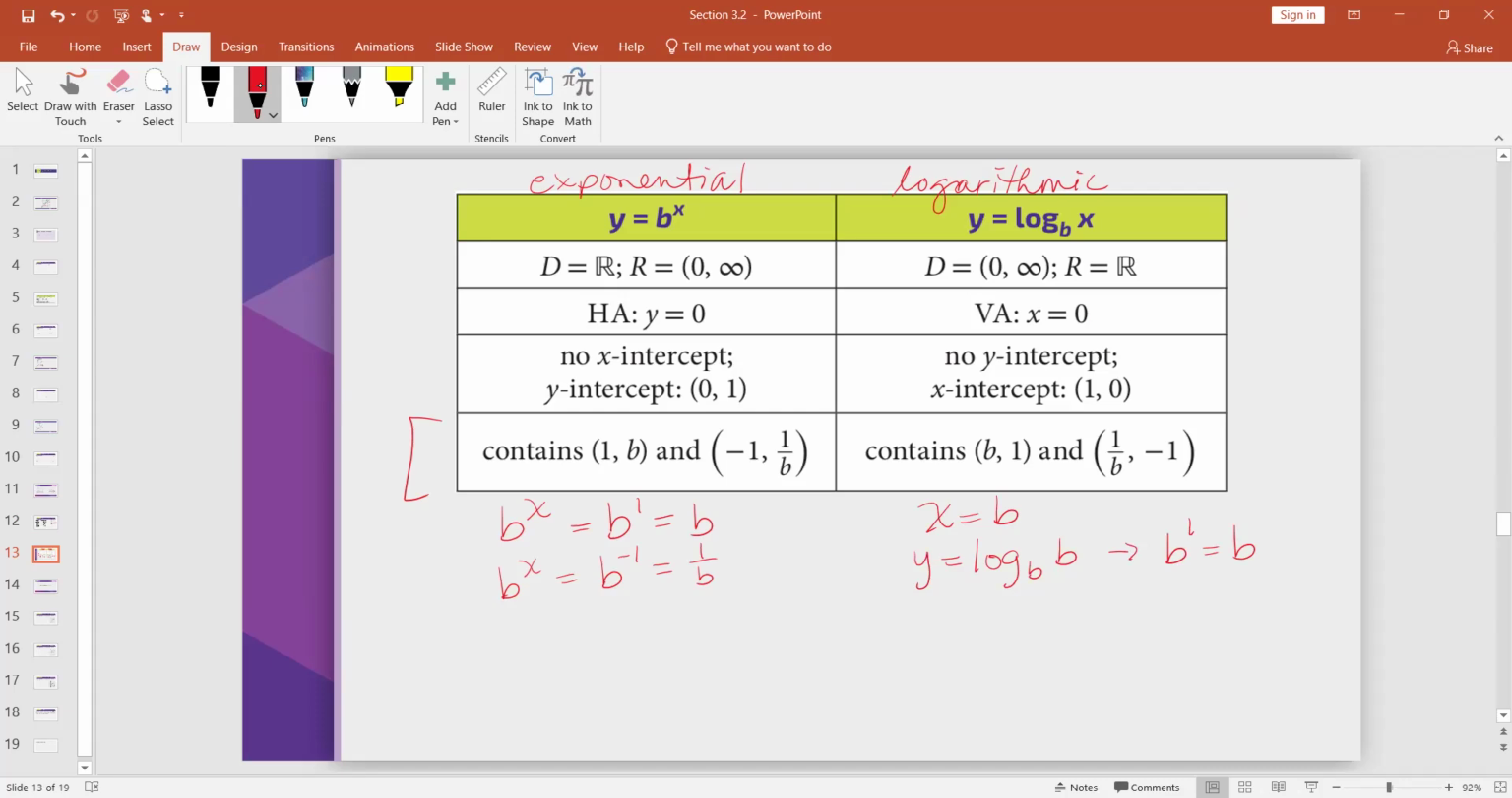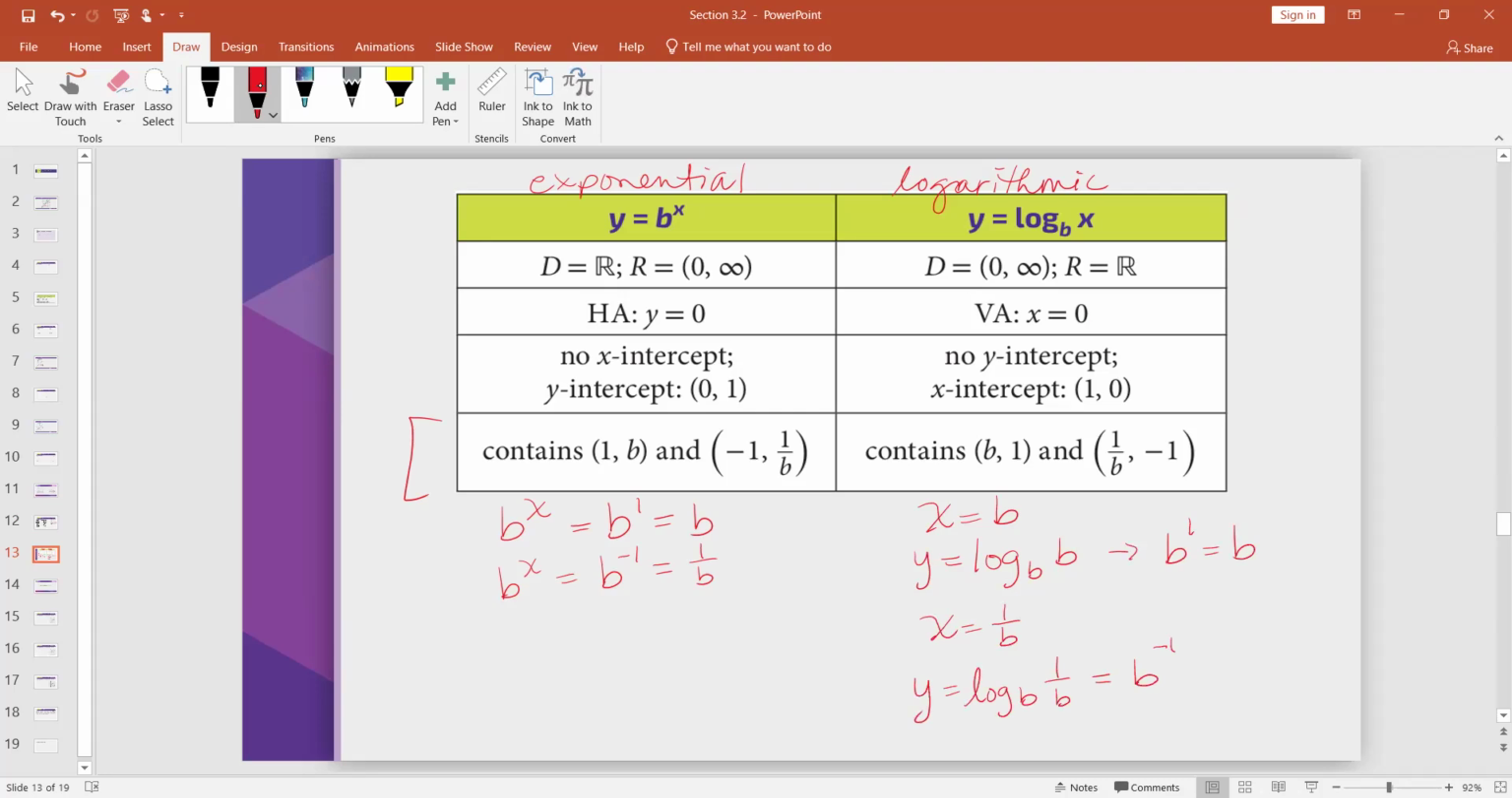Same thing with if x equals 1 over b, then y equals log base b of 1 over b. That means that y has to equal the base raised to the power of -1. So that's why it works with logarithms as well.